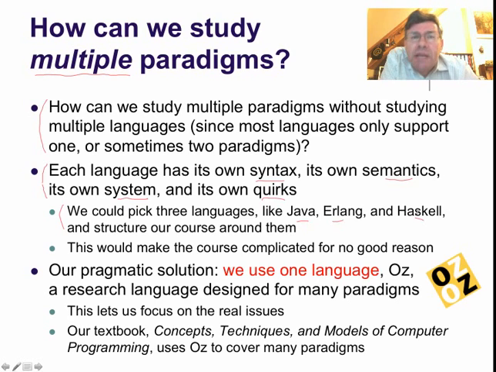You would have to learn 3 systems, and in any case, the languages don't really talk well to each other, so it would be very hard to combine them. So things would be complicated. So in order to get around this problem, we have a pragmatic solution. We will use a research language called Oz. A language that has been designed to contain many paradigms over 20 years of research, and this will let us focus on the real issues. We're not really interested in Oz as itself. The point is, we hope that Oz kind of gets out of the way, so it lets you really understand the concepts.